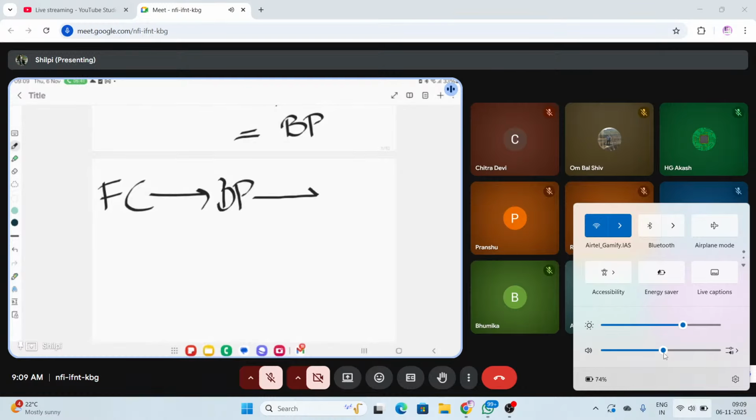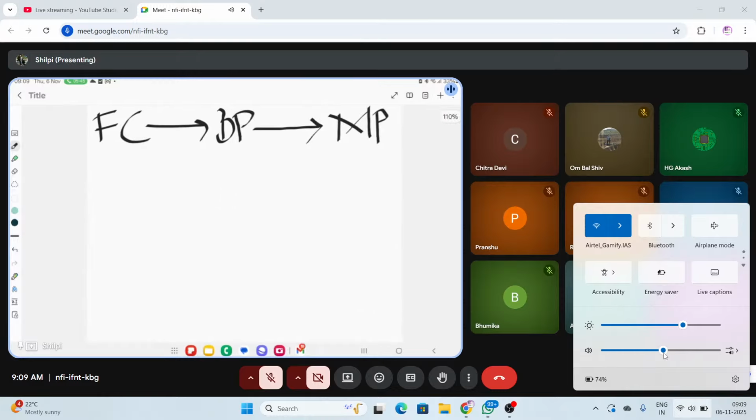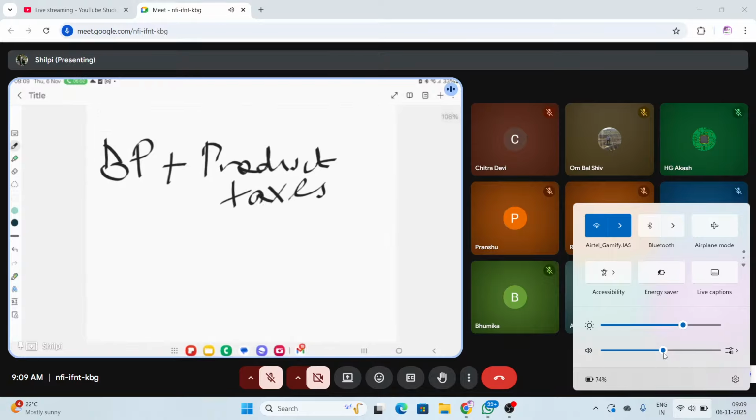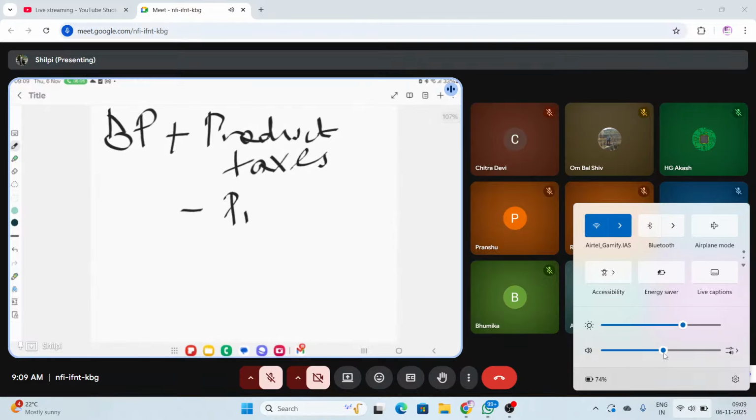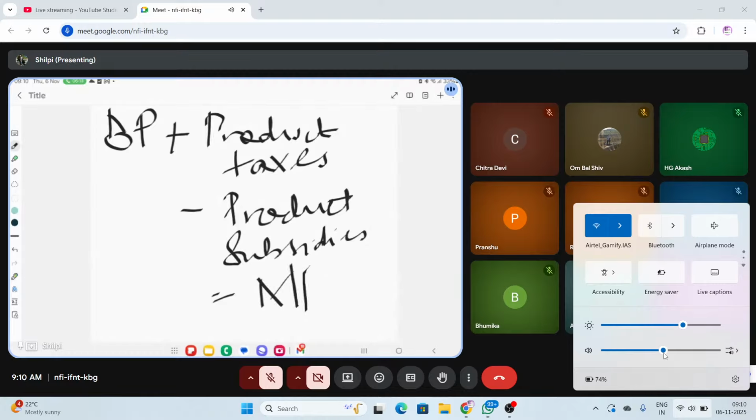Now we also have to move from basic price to what is known as market price. Now, in order to calculate the market price from the basic price, the formula is basic price plus only the product taxes. Above, what did we say? Production taxes. Here we are considering only the product taxes minus only the product subsidies in order to get market prices.